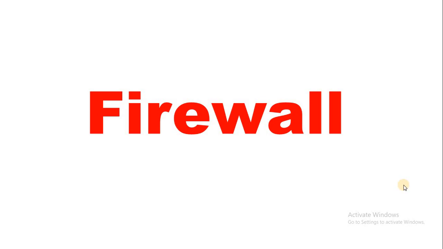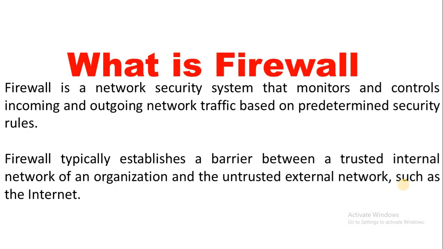Today in this lecture we are going to configure firewall using the Cisco Packet Tracer application. Before we move to the Cisco Packet Tracer application, let us understand what is firewall and how does it work. Firewall is a network security system that monitors and controls incoming and outgoing network traffic based on predetermined security rules.